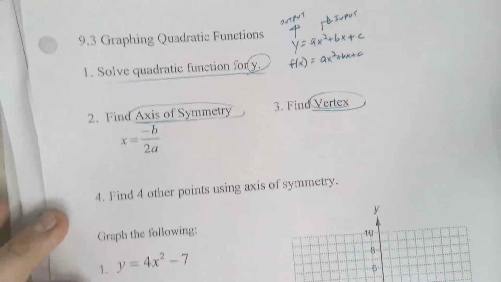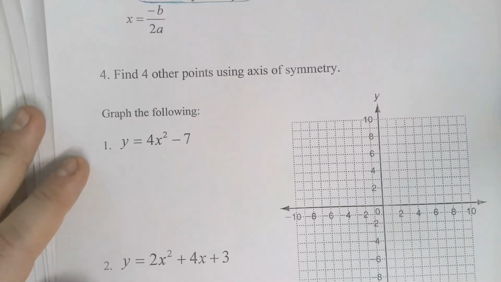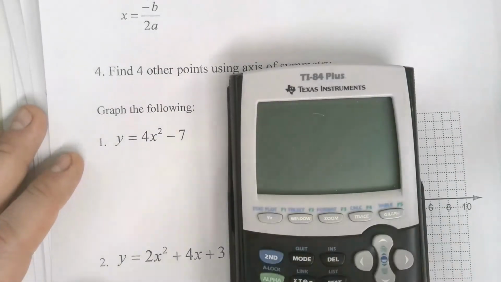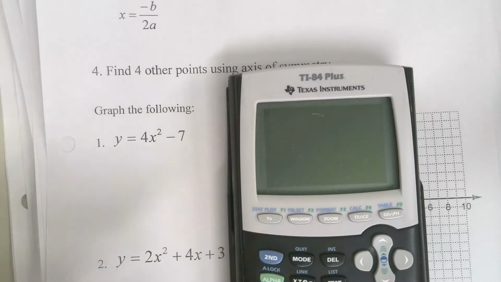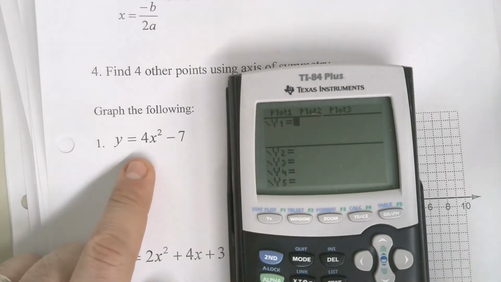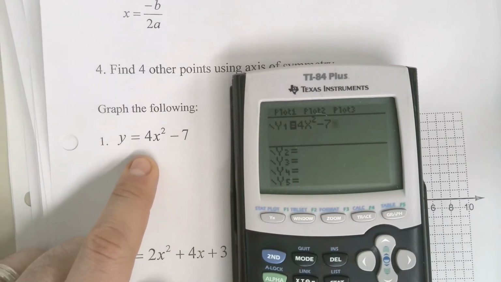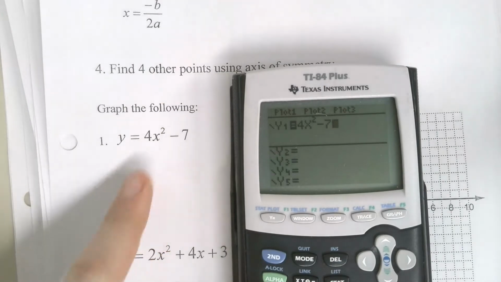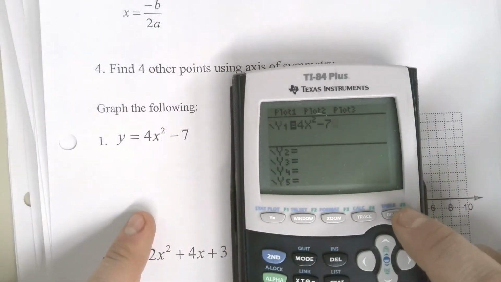So here we go. Here is a simple quadratic equation. Okay? On your graphing calculator, I want you to type it in. Very simple. Okay, so we're going to go to y equals, and I want you to type in 4x squared minus 7. Go ahead and do that right now. Everyone needs to do this right now. Type it into your calculator. All right, and then you hit graph in the upper right-hand corner.